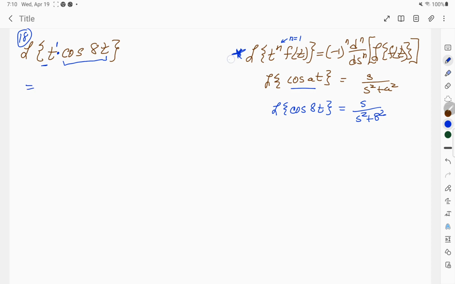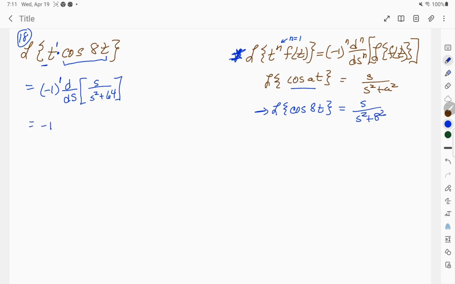So when I apply that first formula, I'm going to get negative 1 to the nth power, that's 1, times the first derivative with respect to s of the Laplace of f of t. And that's what I have here, of s over s squared plus 8 squared. Or that should be 64. Let me write that as 64. Okay, and negative 1 to the first power is negative 1.